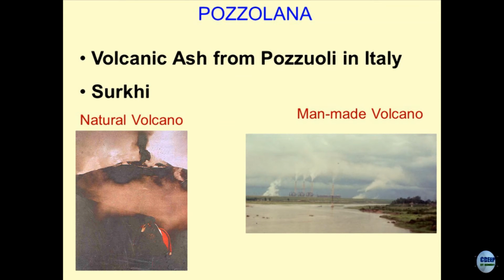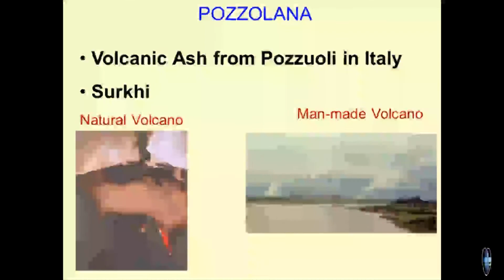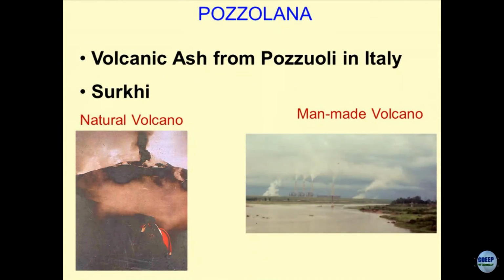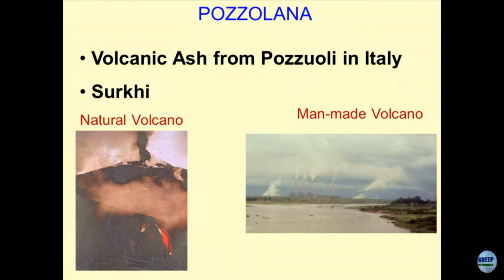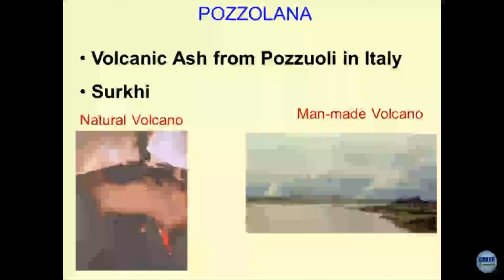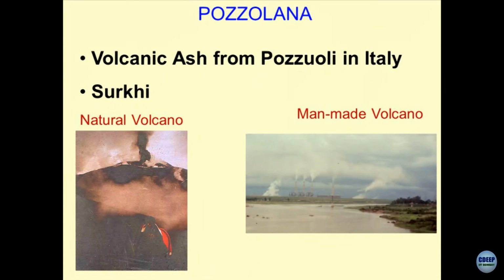So, if you compare the activities of the natural volcano and the man-made volcano, I think you will realize that these processes are quite similar. Yesterday I was talking about the industries which are emitting a lot of dust, ash, and fumes into the environment, and volcano also does the same thing. So, there is a lot of similarity between what nature does and what we are doing as far as the influence on the geoenvironment is concerned.